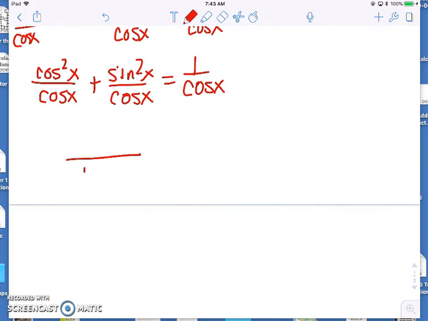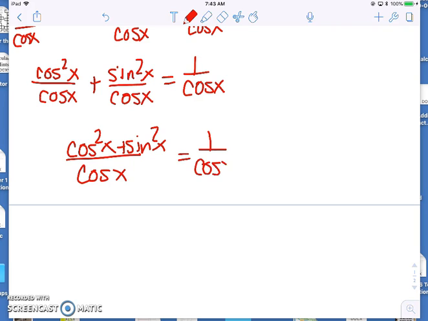Okay, so common denominator, cosine of x. Numerator, cos squared of x plus sine squared of x equals 1 over the cosine of x. Our numerators have to be the same since our denominators are the same. And we know that this is the Pythagorean identity. So cos squared plus sine squared equals 1.